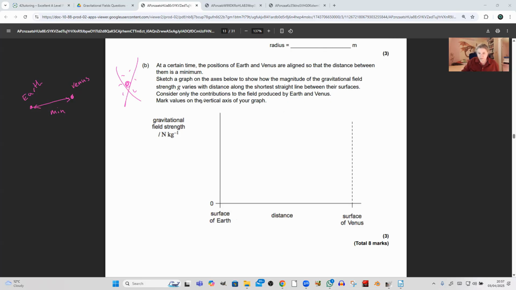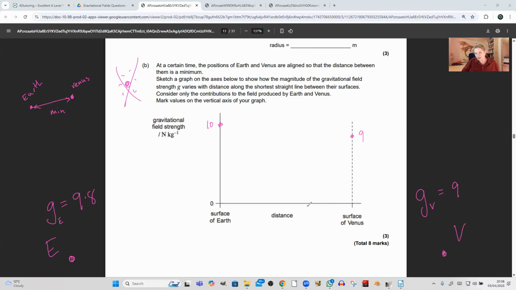Okay, mark values on the vertical axis of your graph. So this is the gravitational field strength. Right, now, if we say Earth is there and Venus is there, okay, actually g at the surface of Earth is equal to about 10, isn't it? It's 9.8. Okay, and g, so that's g_E, and g at the surface of Venus is around about 0.9 of that. So it's around about 9-ish. Okay, I mean, obviously this is part of a question, so maybe we've got some information about it, but it's around about that. Now, so we are going to put this one at 10 and this one at 9, okay, ish.